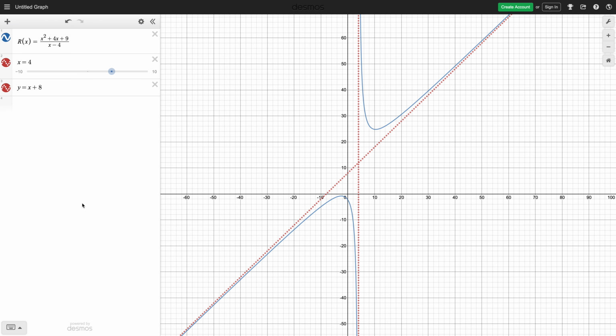In Desmos, as I graph r of x equal to x squared plus 4x plus 9 over x minus 4, along with the asymptotes, we have the vertical asymptote x equal to 4, and the oblique, or in this case slant, asymptote y equal to x plus 8. In the upper and lower sections, as well as the extreme left and extreme right, you will have the sections of the graph of r of x running tangent alongside the vertical and slant asymptotes.